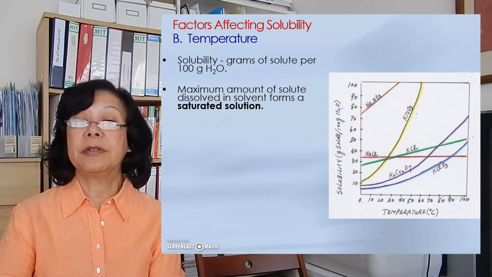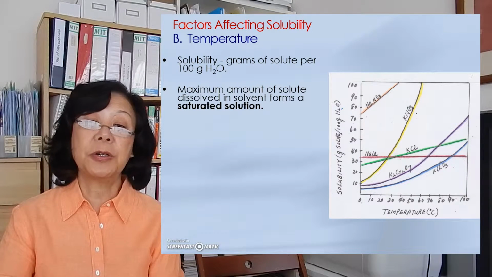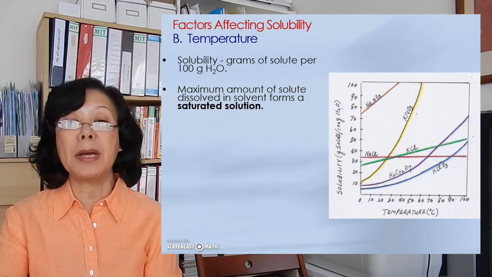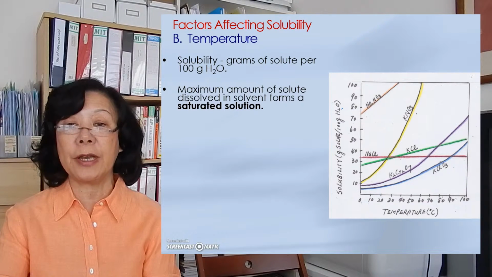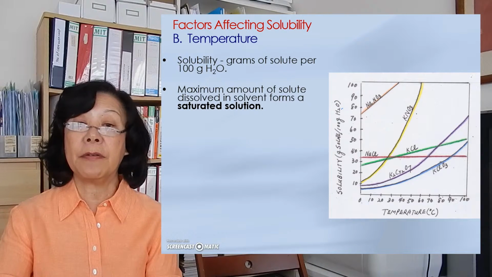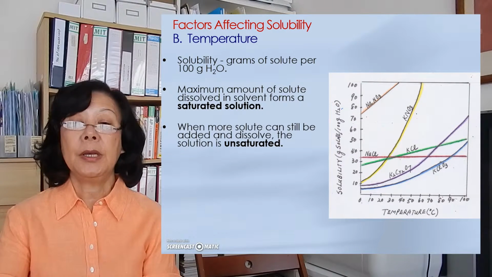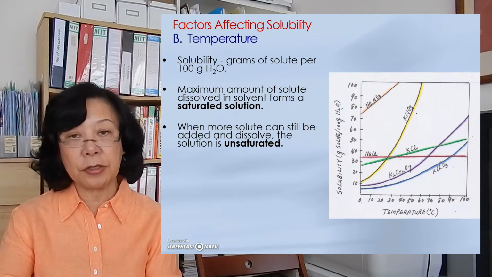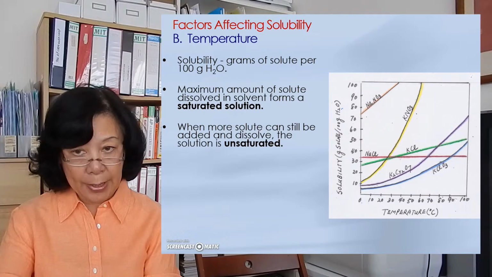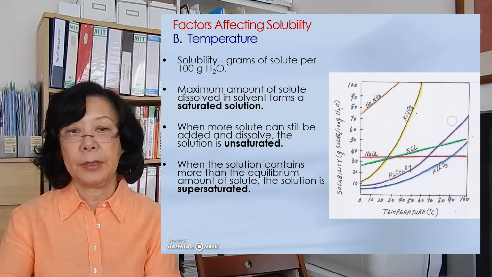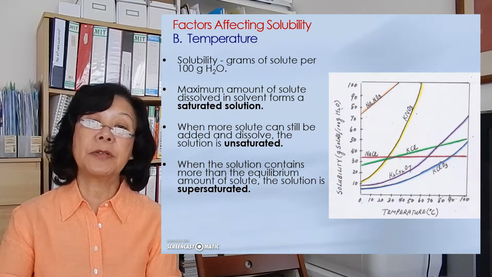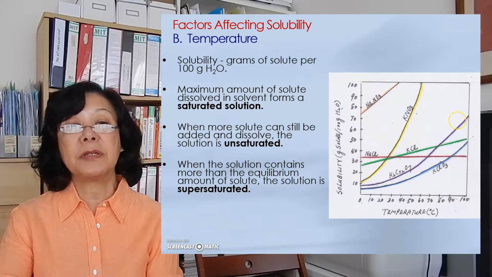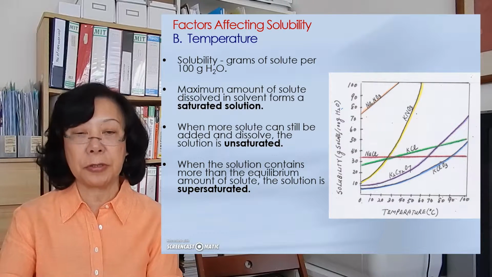When we have a point, any point along that curve, we call that a saturated solution, meaning the maximum amount of solute a solvent can hold at that particular given temperature. If it is a point below the curve, it is an unsaturated solution, meaning more solute can still be added to the solvent. And if it is a point above the curve, it is a supersaturated solution, meaning that now the solvent is holding more than what it's supposed to hold.